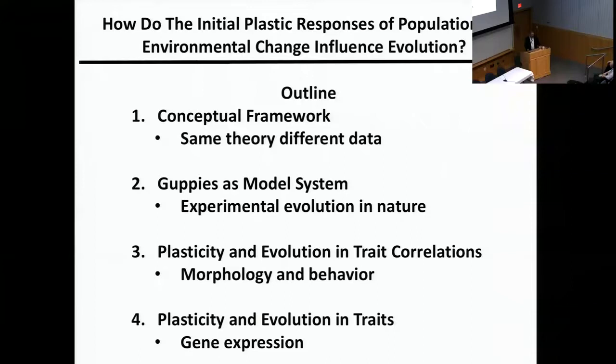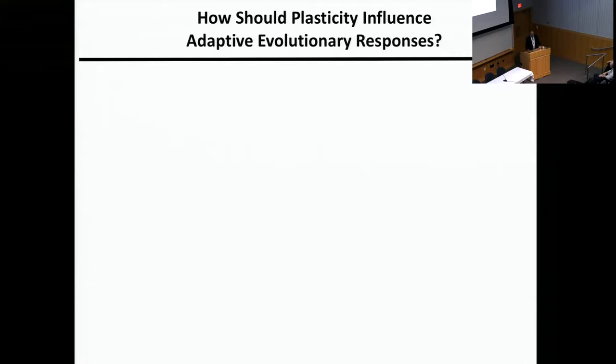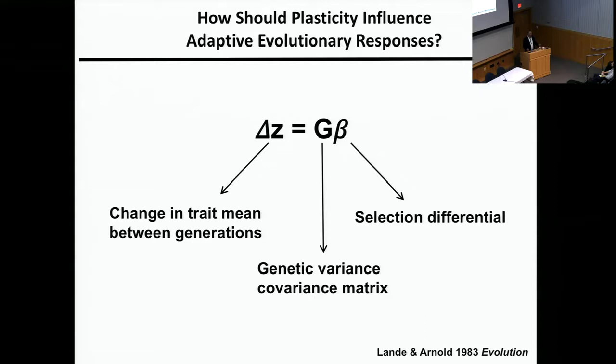Okay, so same theory, different data. There are a lot of terms when you start to dive into the plasticity literature that many of you are already familiar with, like genetic assimilation and genetic accommodation. But I think if we simplify things to the very basics, we can go back to the same statistical machinery that quantitative geneticists use to ask, how does selection act on a trait and result in a response? This is the multivariate version of the breeder's equation. We can model the change in any trait, delta z, as a function of the genetic variance-covariance matrix.